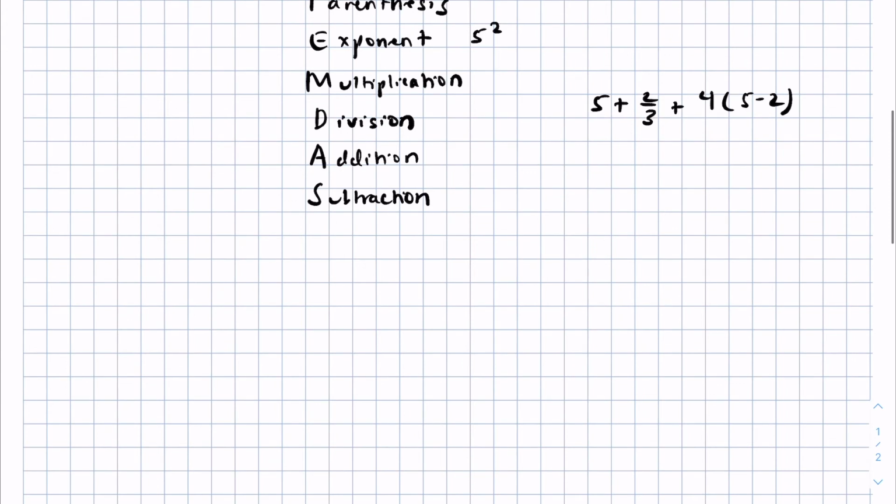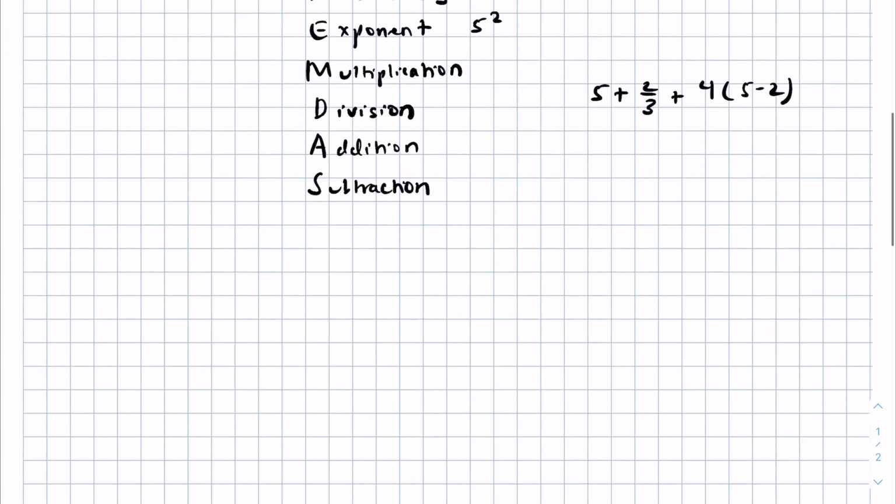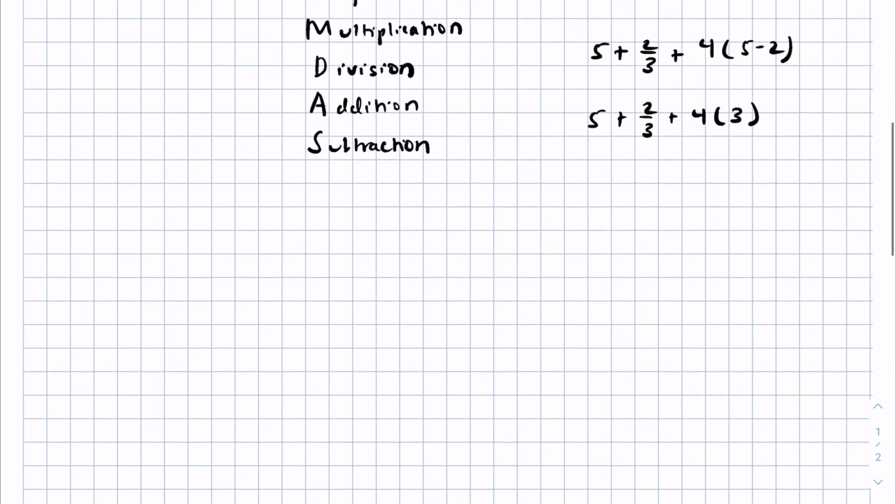Well, it looks like there's a parenthetical expression in here, so let's evaluate the statement in the parentheses. 5 minus 2 is 3. So now we have, notice that instead of 4 times (5 minus 2), we have 4 times 3. There are no terms with exponents, but it looks like there is multiplication. So let's then multiply 4 times 3.